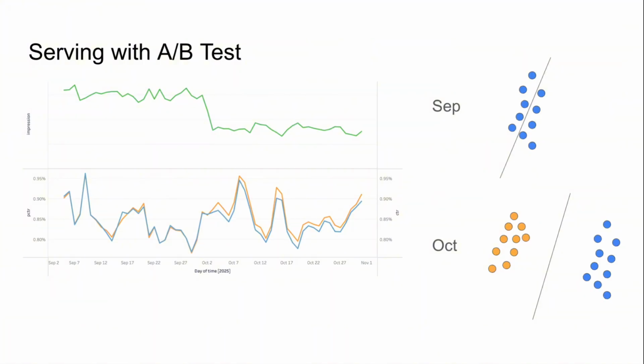Let's look at the impact of underfitting on inference. The chart on the top is the number of impressions served by this model. The chart on the bottom is its PCTR and CTR. In September, there was no A/B test. 100% of the requests were served by this model. All the training data come from one model. The model fits the training data very well. PCTR and CTR aligns perfectly.